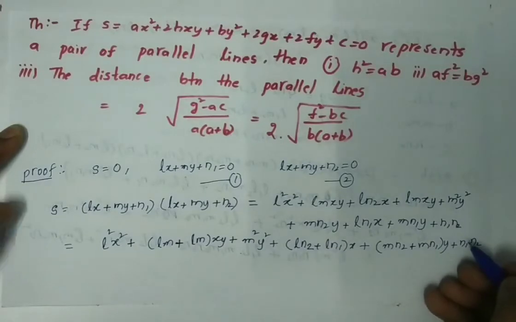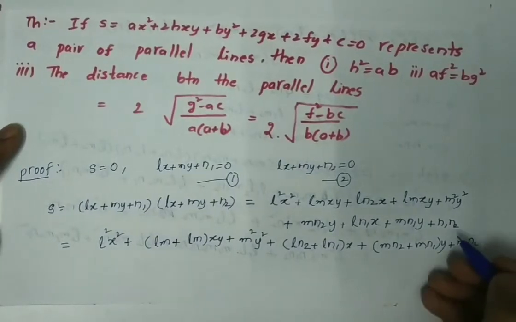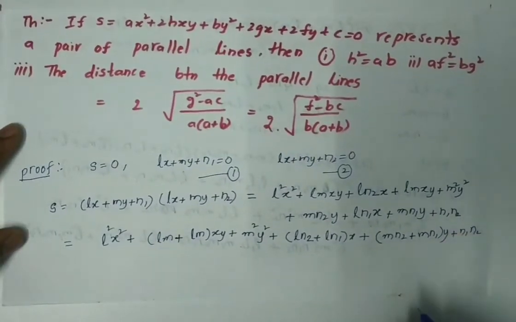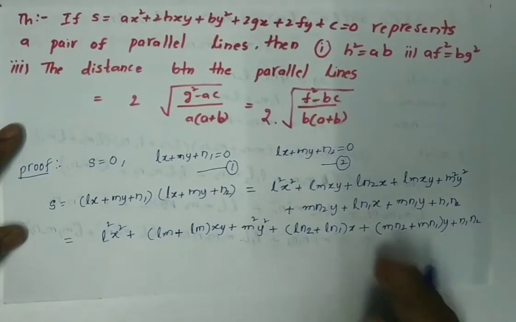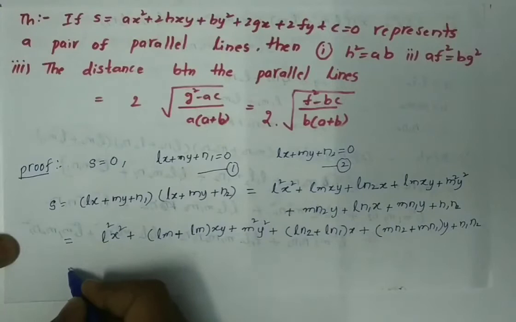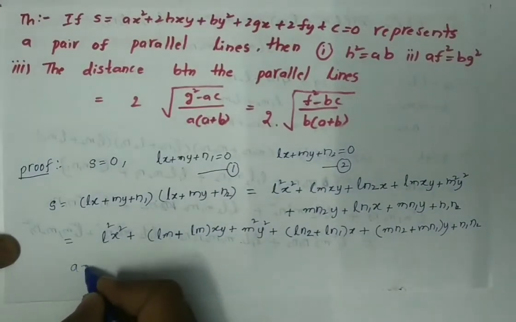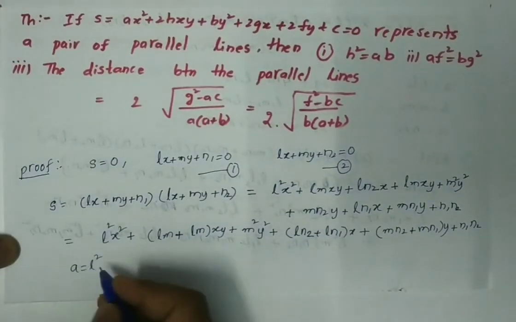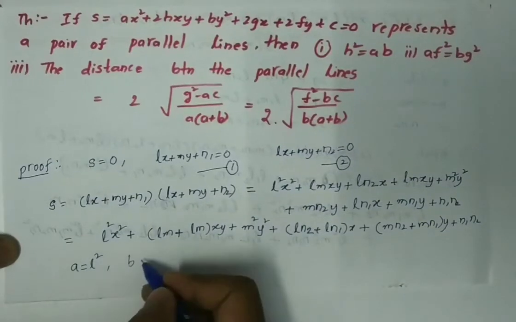Now let us compare coefficients on both sides. So here we get the values. A has L². What is A? L². What is B?